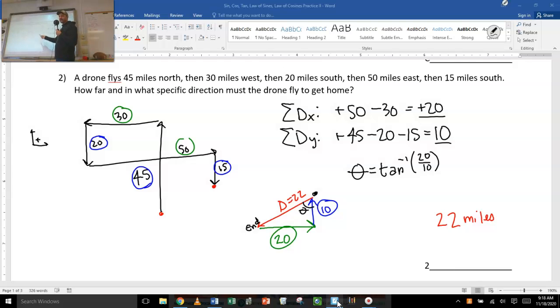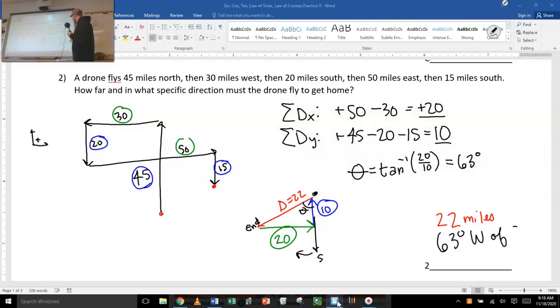Because this 22, I ended up rounding it because of significant figures. So I like using 20 and 10, my original numbers, because it gives me a more precise answer when I actually crunch to find this angle. And that turns out to be 63 degrees. So this is going to be 63 degrees, and this direction is south, so it's going to be west of south. 63 degrees west of south.